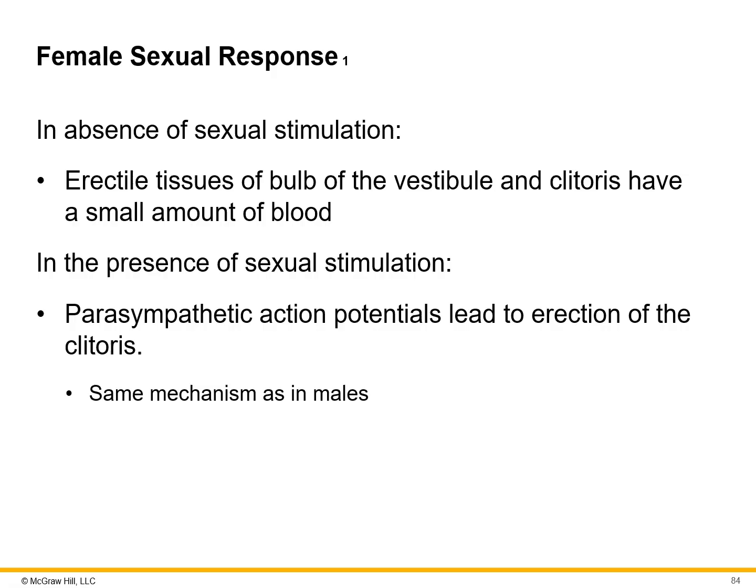With the female sexual response, in the absence of any kind of sexual stimulation, the erectile tissue of the bulb of the vestibule and the clitoris have a very small amount of blood. I'm not saying there's no blood flow, but it's not very much. But in the presence of any kind of sexual stimulation, the parasympathetic action potentials will lead to the erection of the clitoris, which, if you think about it, is the same as the male penis. So you've got some blood flow, but if there is any kind of stimulus to it, then it is going to lead to it being erected.